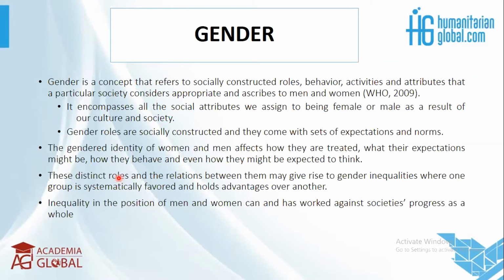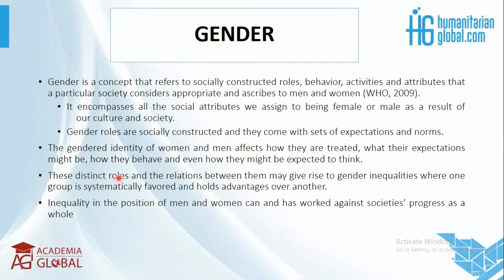So the gendered identity of women and men affects how they are treated, what their expectations are, how they behave, and how they might be expected to think. For example, even in meetings, you find that women in some societies are not allowed to voice opinions, or are not supposed to talk when men are talking. Those are socially constructed expectations from a society's point of view. These relations between men and women give rise to what we call gender inequalities, where one group is favored and holds advantage over another.